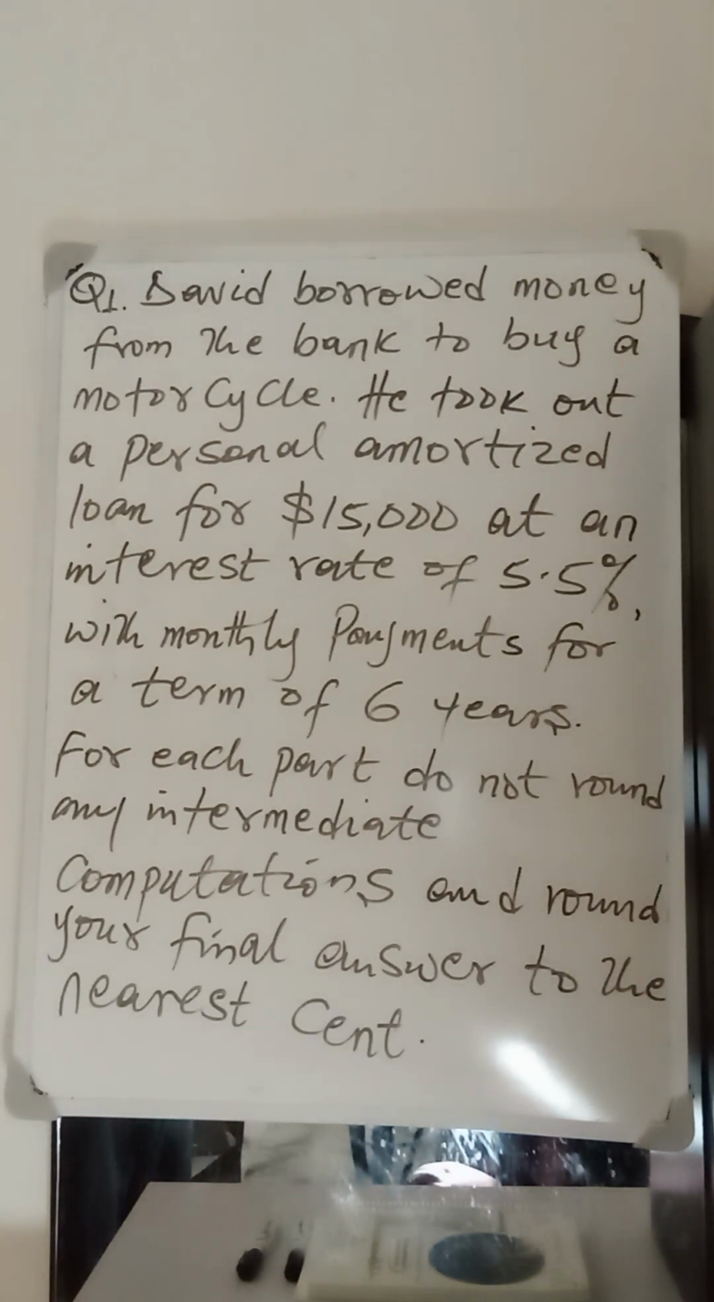We can take a question like this. Say, David borrowed money from the bank to buy a motorcycle. He took out a personal amortized loan for $15,000 at an interest rate of 5.5% with monthly payments for a term of 6 years. For each part, do not round any intermediate computations and round your final answer to the nearest cent.